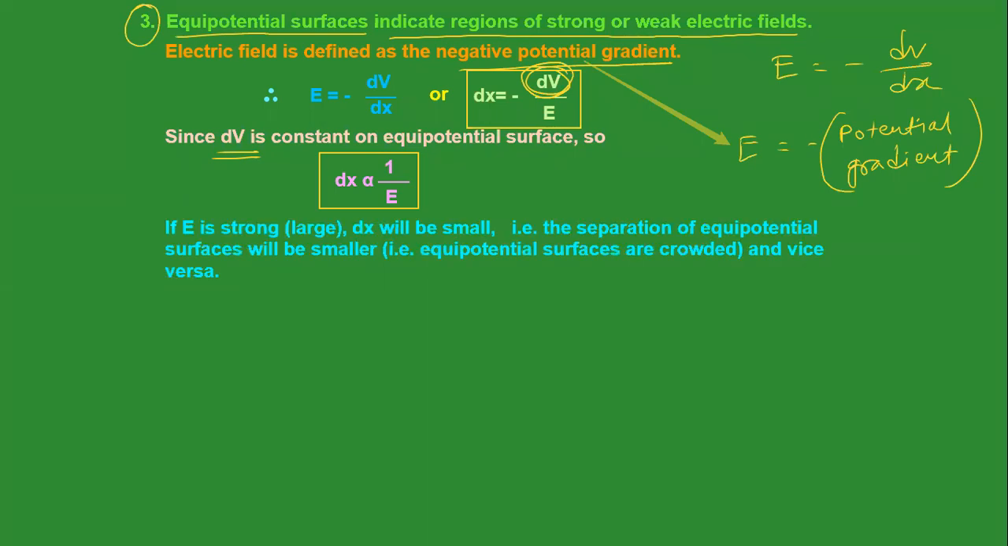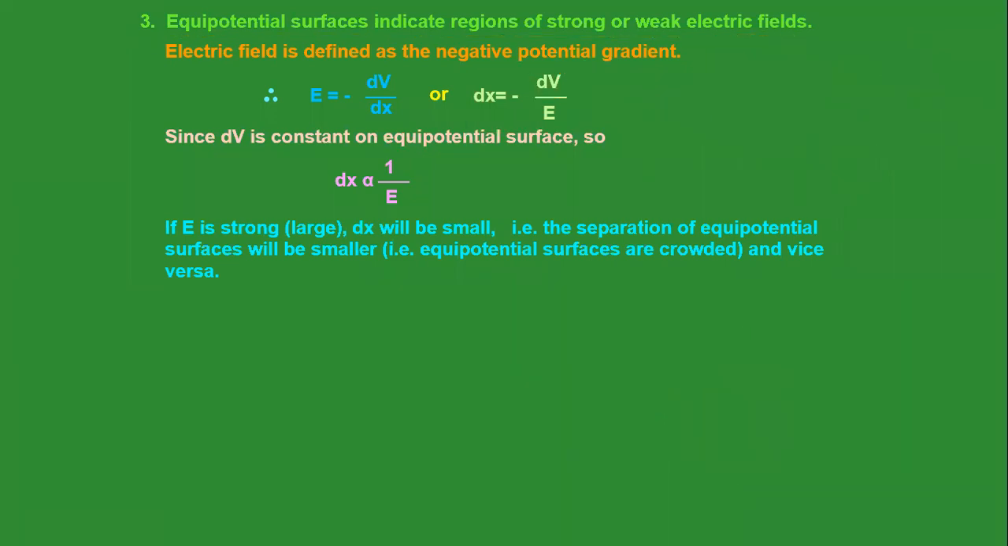What exactly does that indicate? Let me explain with a simple diagram. If I consider this is the first surface, this is an equipotential surface. Now I consider one more equipotential surface here.